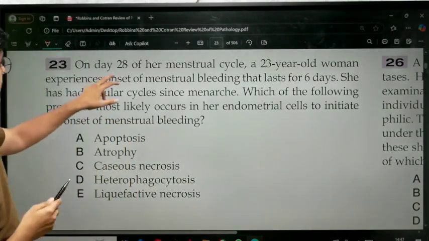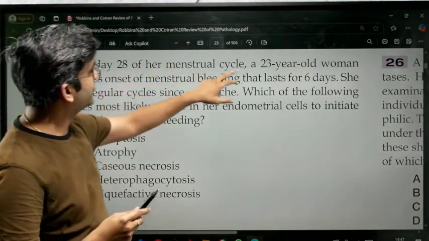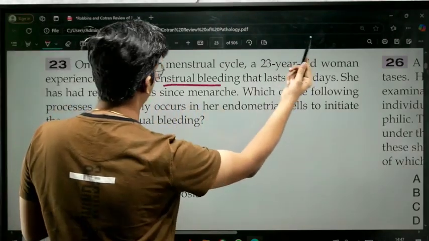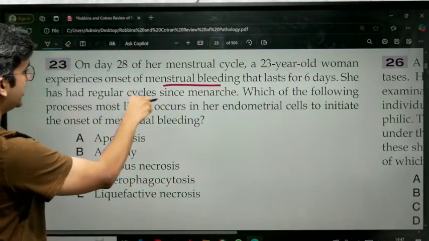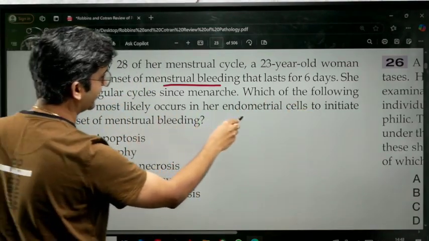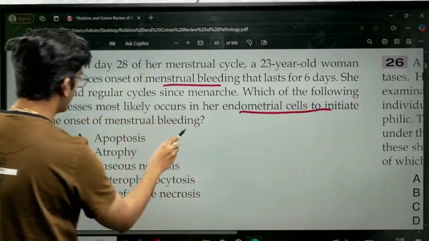Let's start. On the 28th day of a menstrual cycle, a 23-year-old woman experiences onset of menstrual bleeding, which lasts for 6 days. She has had a regular cycle since menarche. Which of the following processes is most likely to occur in the endometrial cells to initiate the menstrual bleeding?